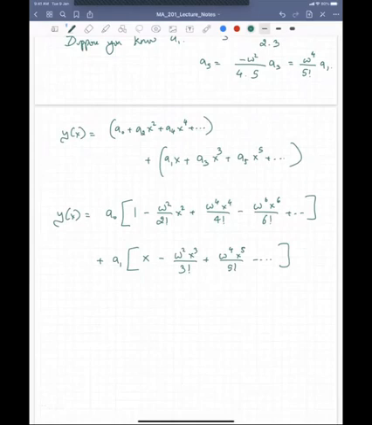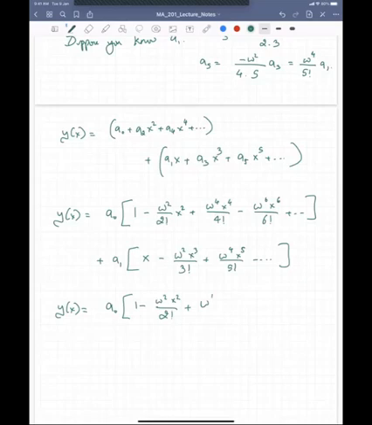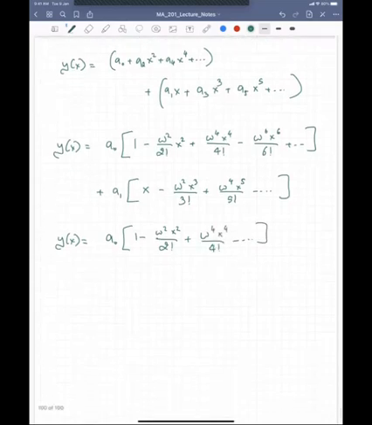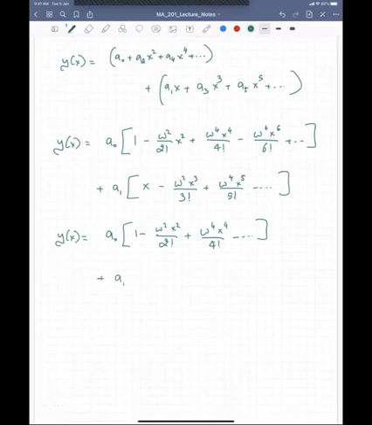I can write this as y of x equals a0 times 1 minus omega squared x squared over 2 factorial plus so on and so forth, plus a1, where this is a1 tilde, and a1 is just a1 tilde times omega. I've simply multiplied by omega. I can always do that because it's just an undetermined constant anyway.